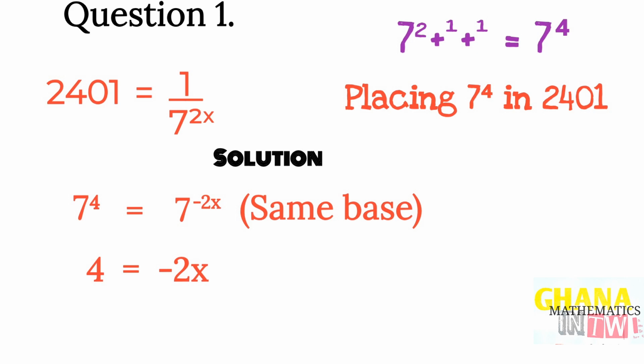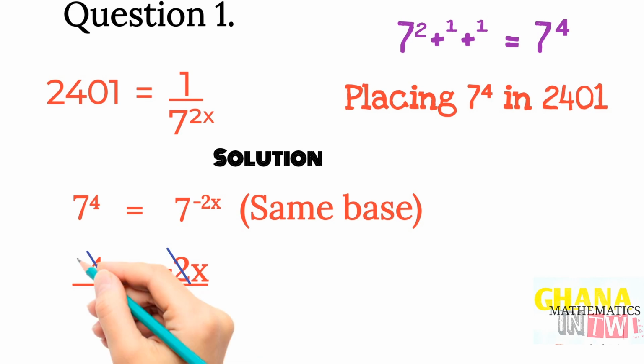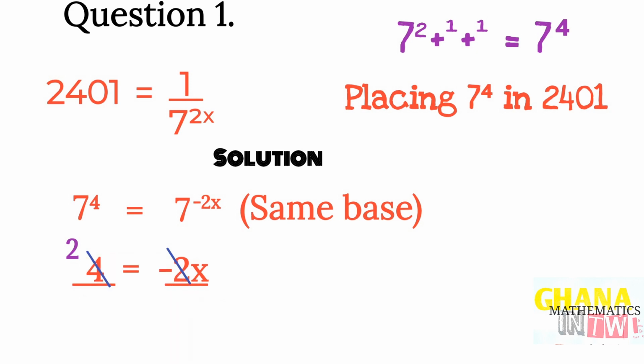I need the powers 4 and negative 2x. So I can say that 4 is equal to negative 2x. Now this is simple to solve. Anyone can solve this. You see, the first thing to do is that someone can just divide through like this. 2 goes into 4 2 times, but the best way is to divide both sides by negative 2.